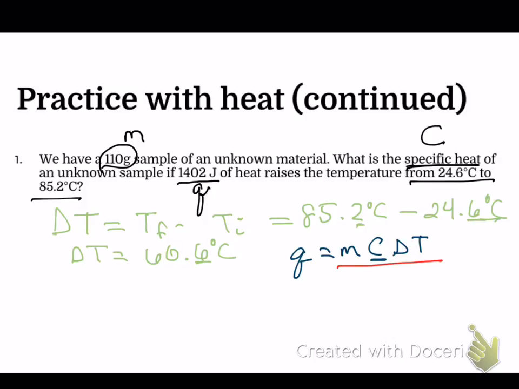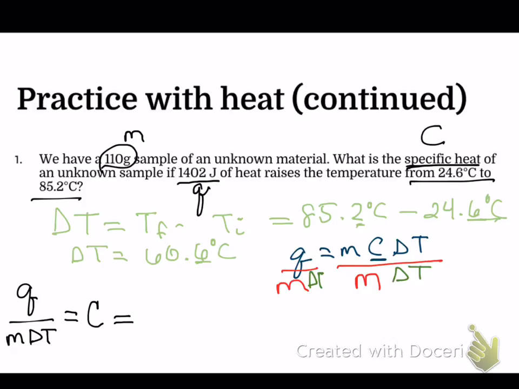So the opposite of multiplying is dividing. So if I want to move the m from one side to the other, I will divide it on both sides. Similarly, if I want to move the delta t, I will also divide it on both sides. So that means our equation is going to have q divided by m delta t equals c.